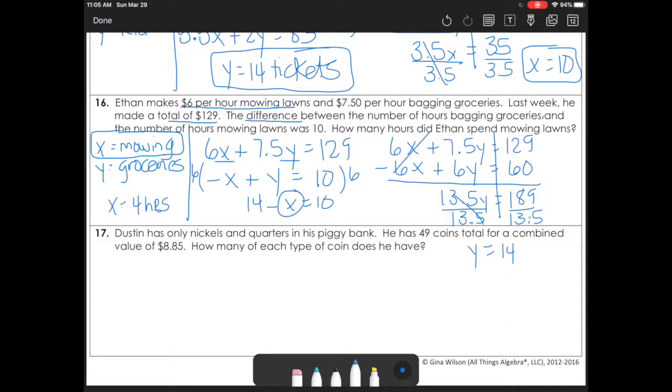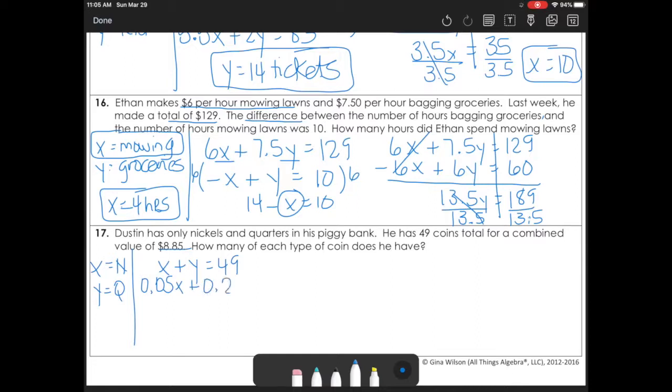And the last problem. Dustin has only nickels and quarters in his piggy bank. He has 49 coins total. The total value is $8.85. So a nickel is 5 cents. Be careful, guys, because 5 cents is 0.05, not 0.5. That's 50 cents. Quarters are 25 cents, 0.25. How many of each type of coin does he have?